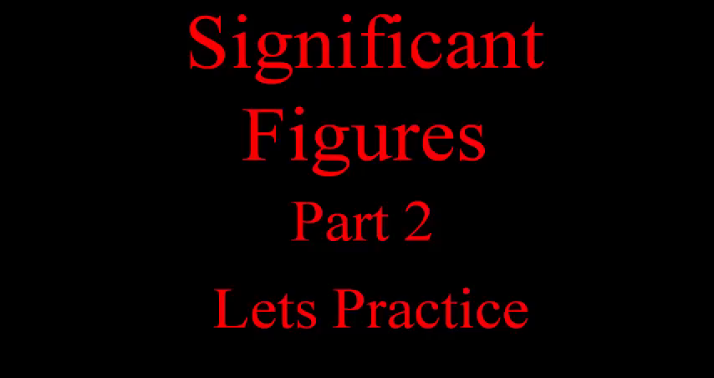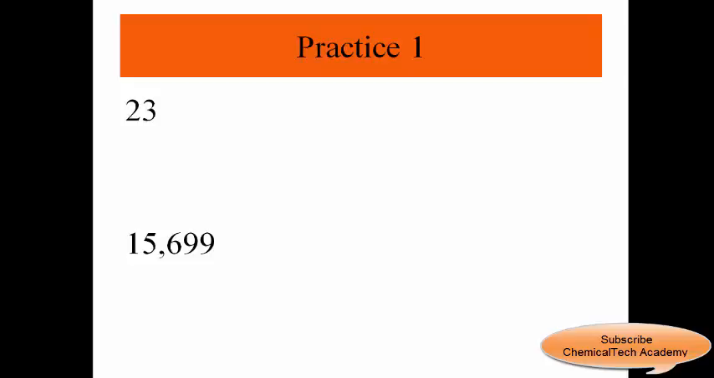On the second part of significant figures, we need to see how they apply. So let's have some practice. We said all non-zero digits are significant, so we need to count all of them, all the non-zeros. For example, we have 23 here, we have two non-zeros, so this number has two significant figures.